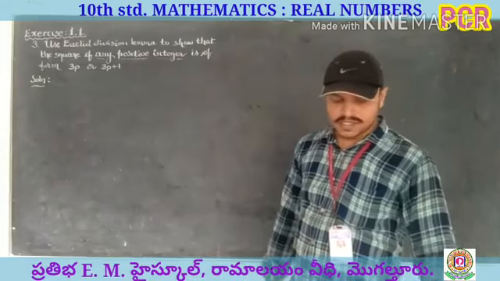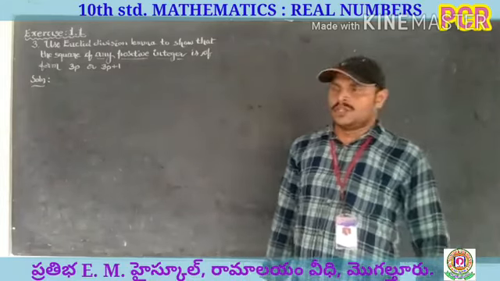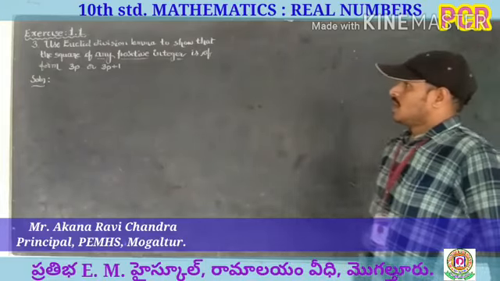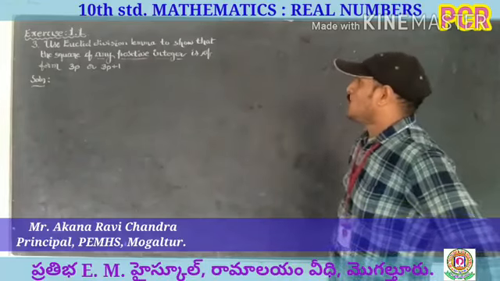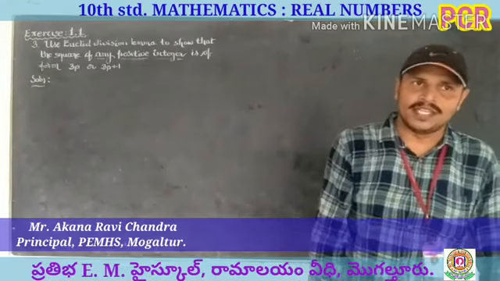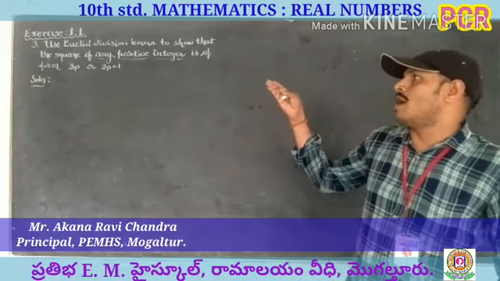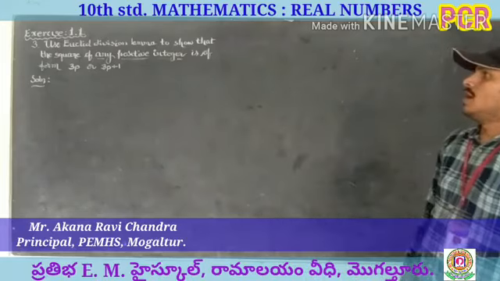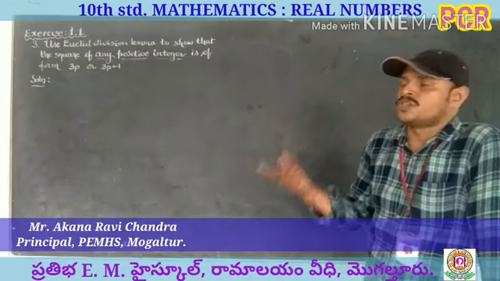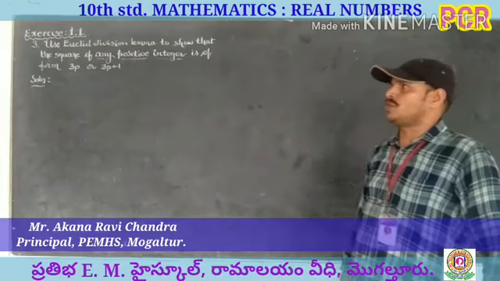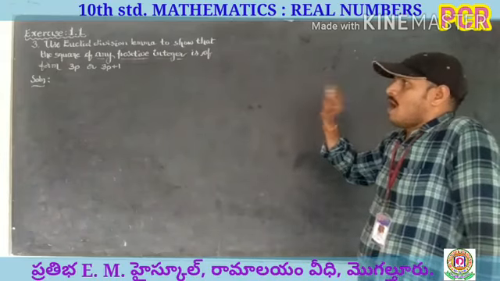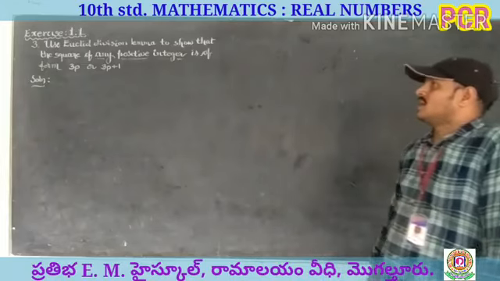In the part of real numbers, today we will do a problem in exercise 1.1, the third problem. Let's see the problem. Use Euclid division lemma to show that the square of any positive integer is of the form 3p or 3p plus 1.